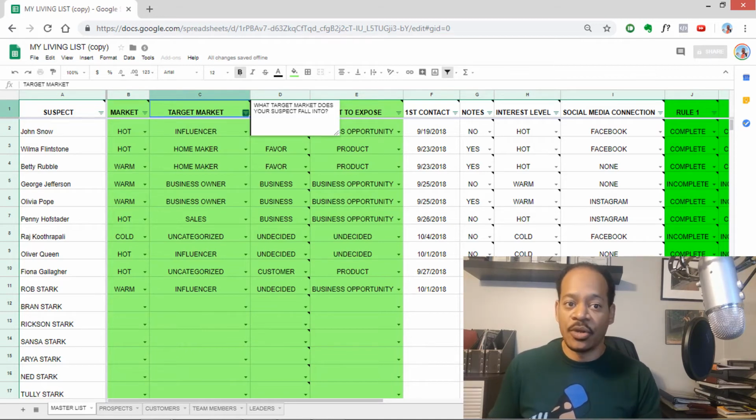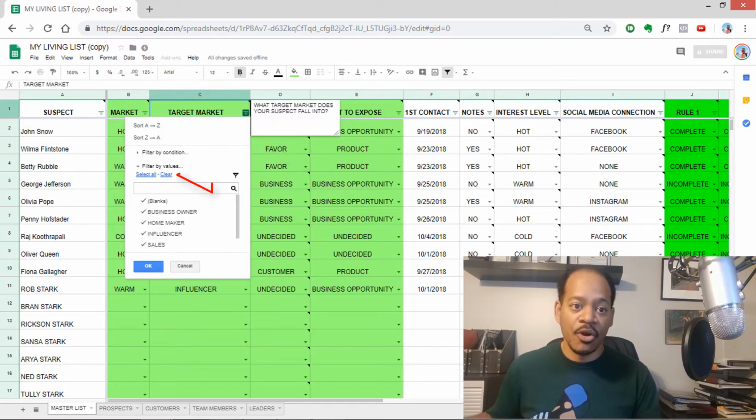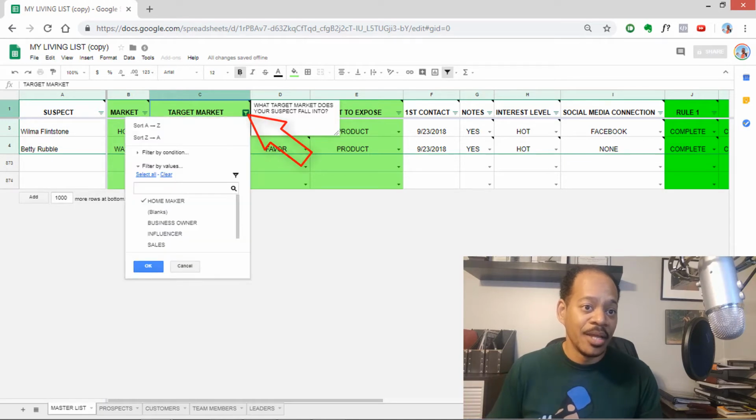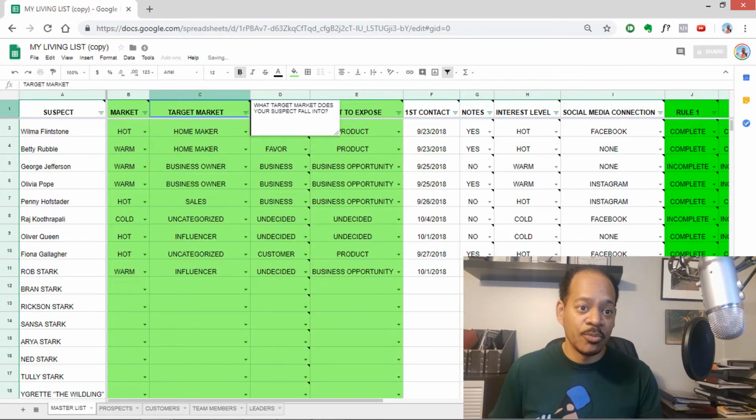Let's say we wanted to focus on homemakers because we planned something special for that particular target market. We could instantly sort our list by clicking the arrow at the top of target market, then clear all the fields so the check marks disappear. Now all we need to do is select homemaker. And now all we see are the homemakers. And it's really easy to identify and locate Wilma Flintstone and Betty Rubble. And when we're ready to go back to our entire list, all we need to do is go back to the top of the column, click the arrow, and select all. And now everything's back to normal.